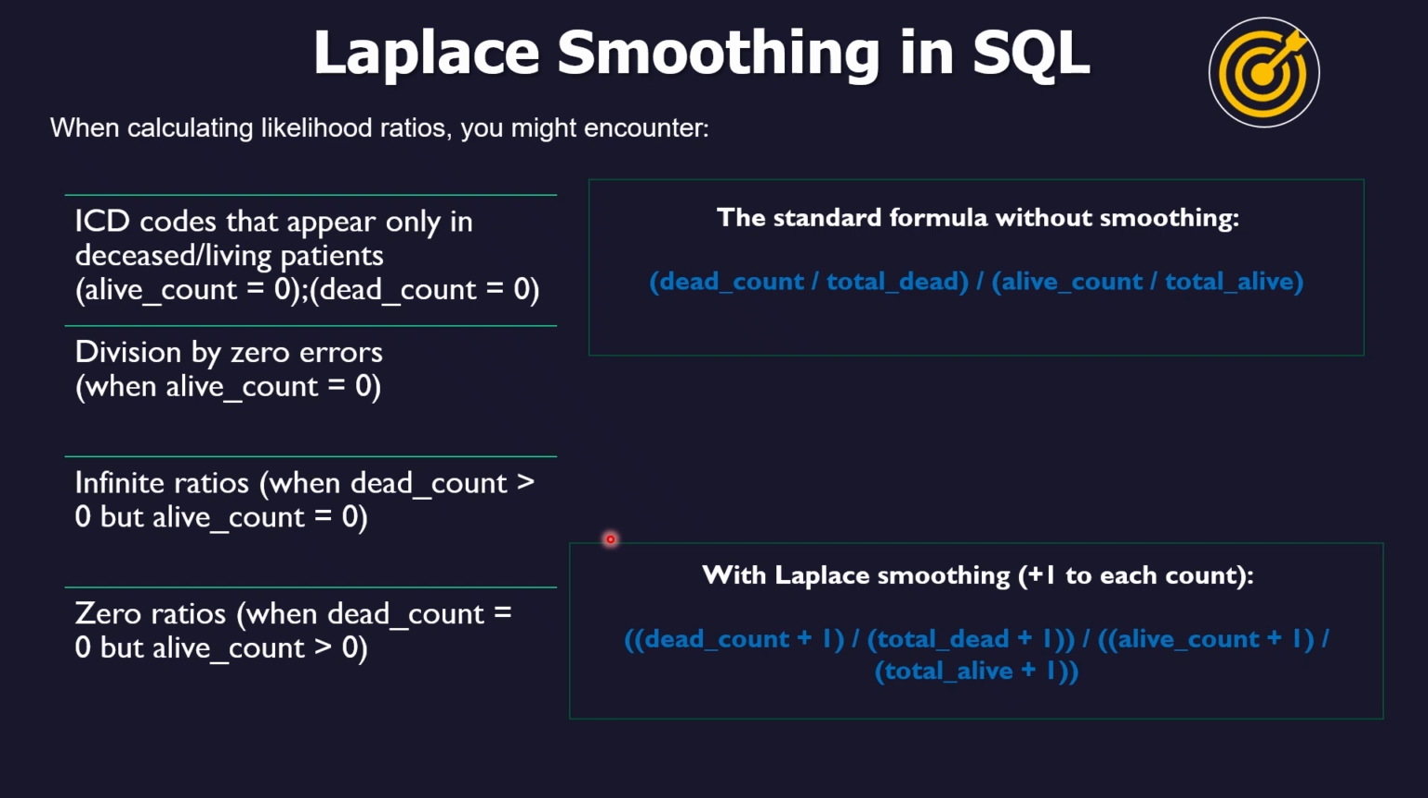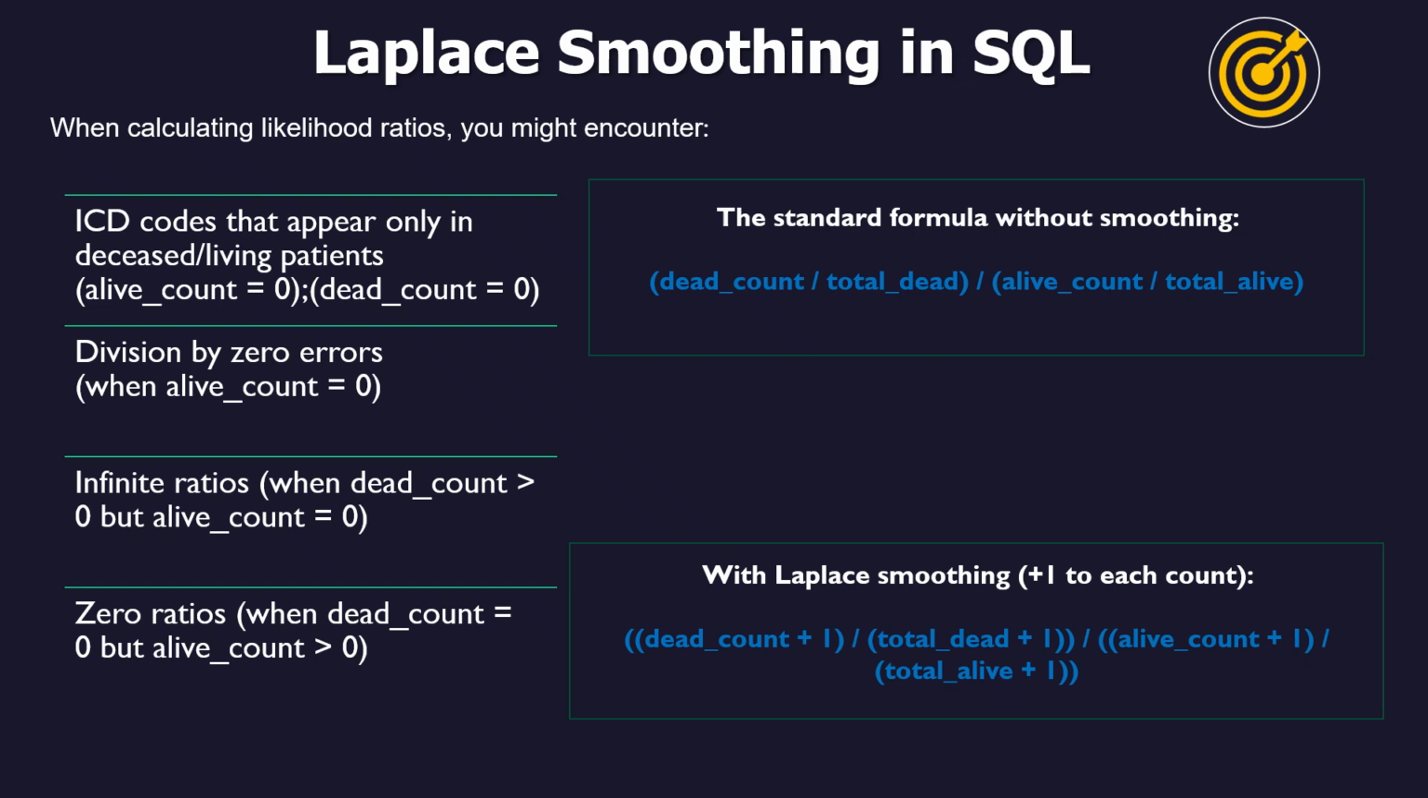So you might also be wondering, why did we use plus 1? Well, according to the Laplace smoothing, it helps in building predictive models. It prevents division by 0 errors, works with sparse data, and avoids infinite or 0 likelihood ratios. It provides more conservative estimates for rare cases, and it maintains the relative ordering of probabilities. Having seen how we use Laplace, we should be ready to calculate the likelihood ratio in our question 2.